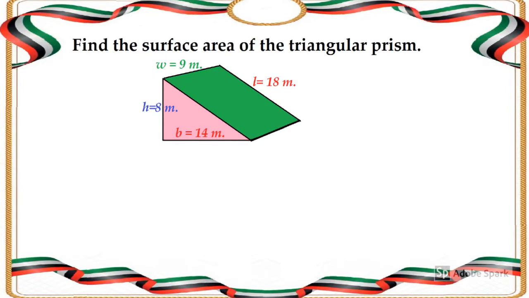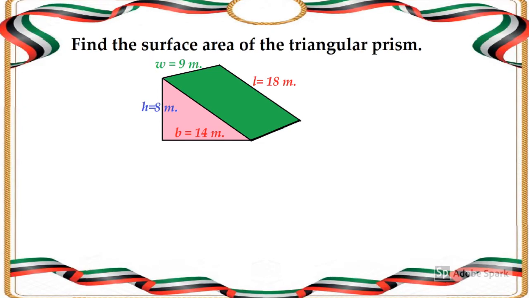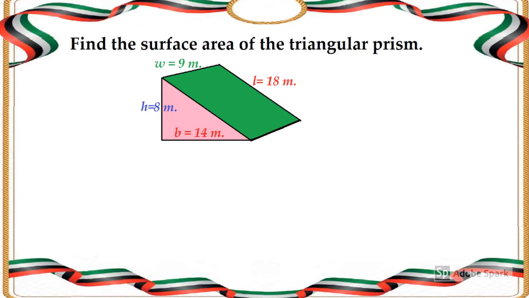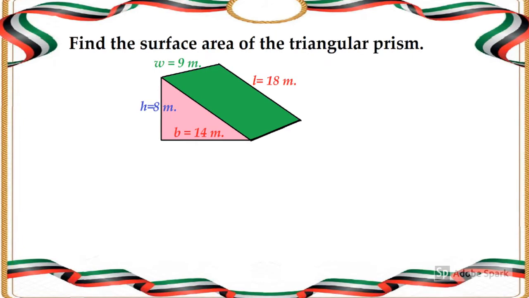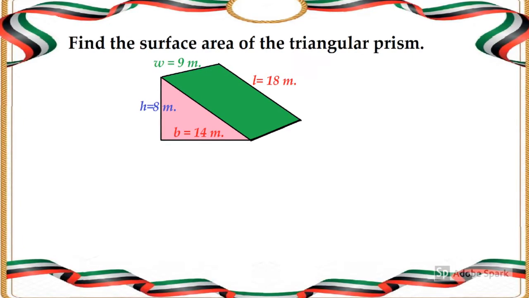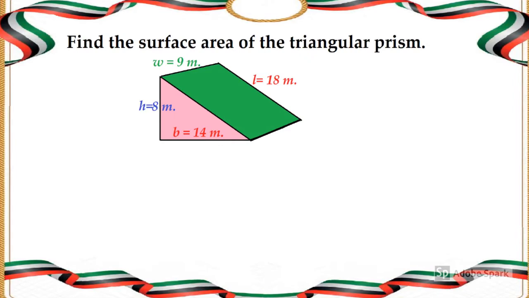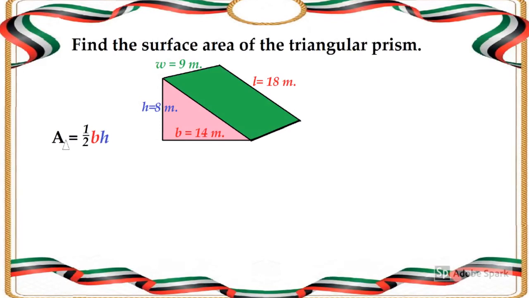The height of the triangle is 8 and the base is 14, while the rectangle has a width of 9 and a length of 18. But at the back side of the rectangle, the height is 8 and the width is 9. And the bottom part, the width is 9 and the length is 14. You need to figure out what are the different measurements of the sides of the triangular prism to solve the correct surface area. Let us solve first for the base.